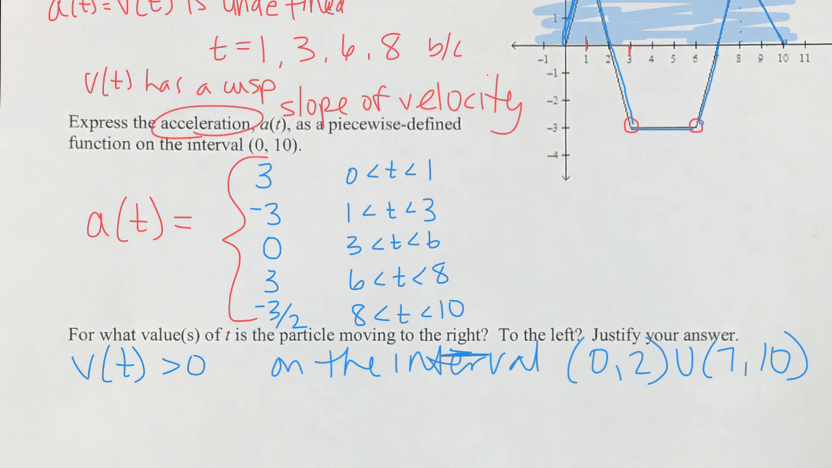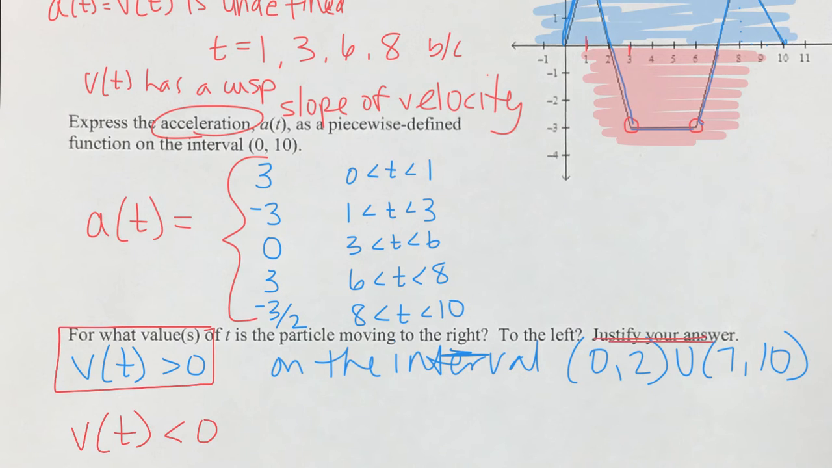And guess where it's moving to the left? When your velocity is below the x-axis, or your velocity is negative. This is not formal writing, but we would say that the particle is moving to the right on the interval of 0 to 2 and 7 to 10, instead of just saying it's greater than 0 or less than 0. Right, because the velocity is greater than 0. This is our why, the justify your answer part. Because the velocity is positive, the particle is moving to the right. And here, because the velocity is less than 0, the particle is moving to the left.